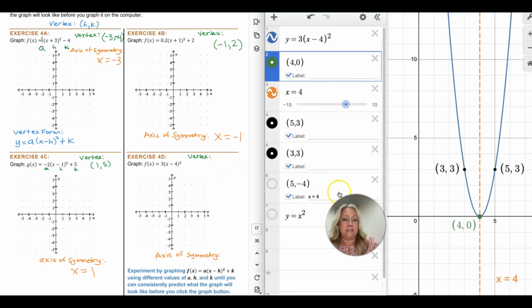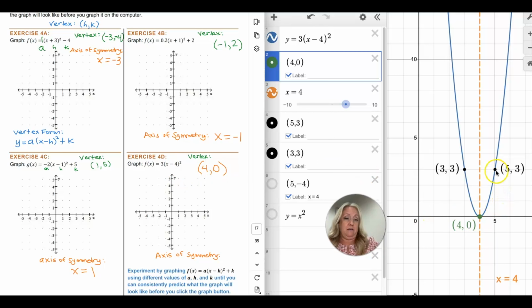So on 4D, let's see if this is what you got. So did your graph look kind of skinny like this and right side up? So our vertex on this one, got to be thinking about this a little bit. So we're going to do the opposite of that, which is going to give me 4. But then there is no k value. It's like saying +0 there. So that means that we're going to have 0 as part of our vertex. So (4, 0). You can see, yep, that's where it is at there.